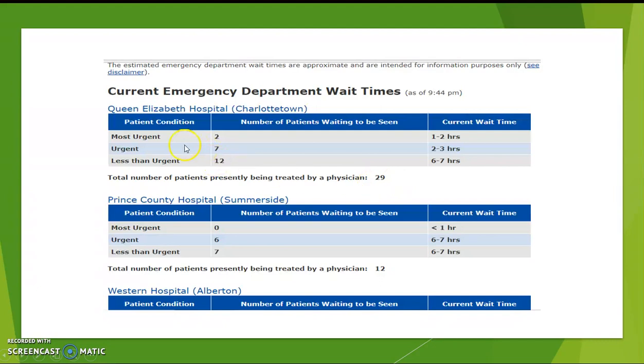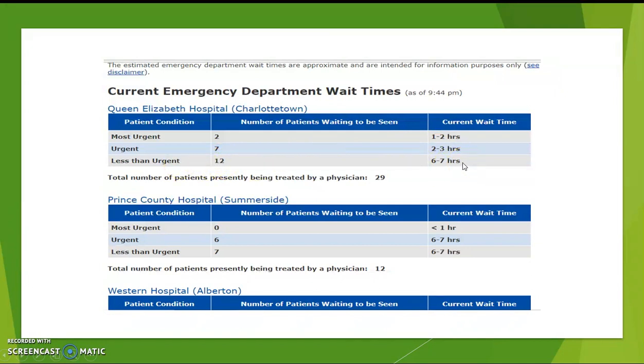So let's look at this again. There are 2 patients who are in level 1 and 2, and they're still only going to be seen in an hour to 2 hours. And there are 7 people who have been categorized level 3. They're only going to be seen in 2 to 3 hours, and then 12 people in level 4 or 5, 6 to 7 hours.